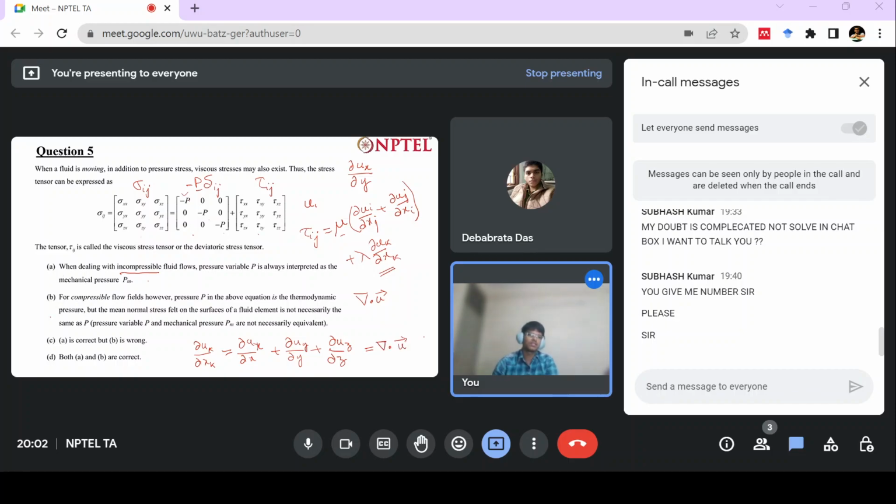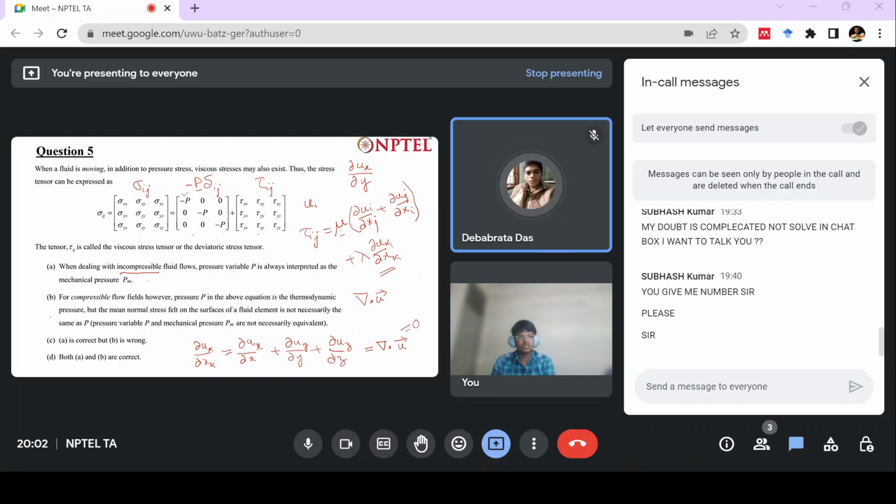Now, it is asking for incompressible flow. In incompressible flow, what happens to the divergence? Divergence is 0, right? Yes, sir. Divergence equal to 0 means this term is not there. So only this portion is there in your incompressible flow, right?